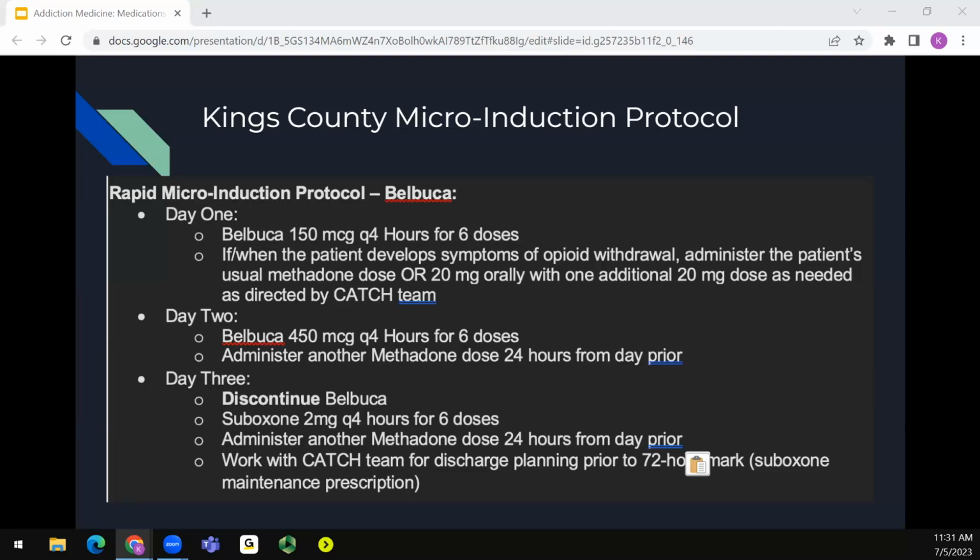Day 2, you increase that Belbuca to Q4 hours, it's 450. Day 3, you start the Suboxone, 2 milligrams Q4. And just continue the Belbuca, and they do get that 1 dose of methadone. But like I said, they're not going to be feeling the effects.